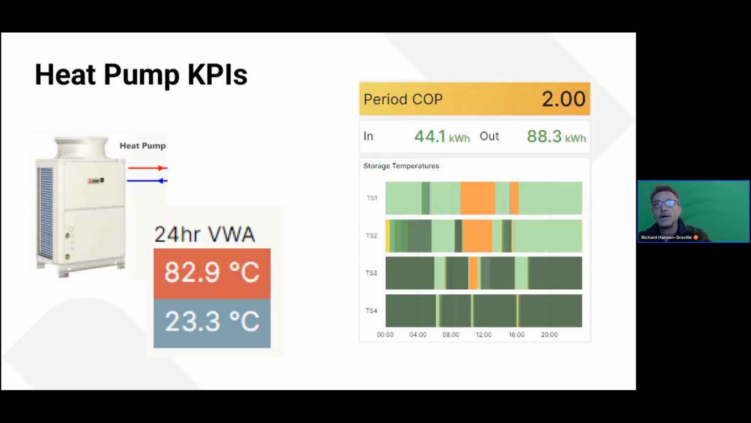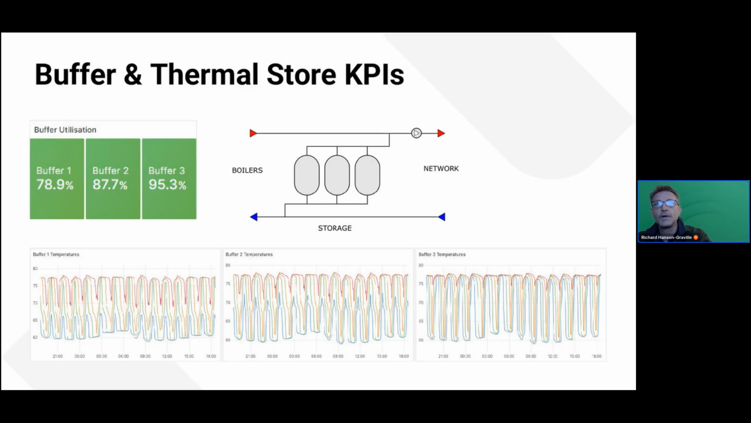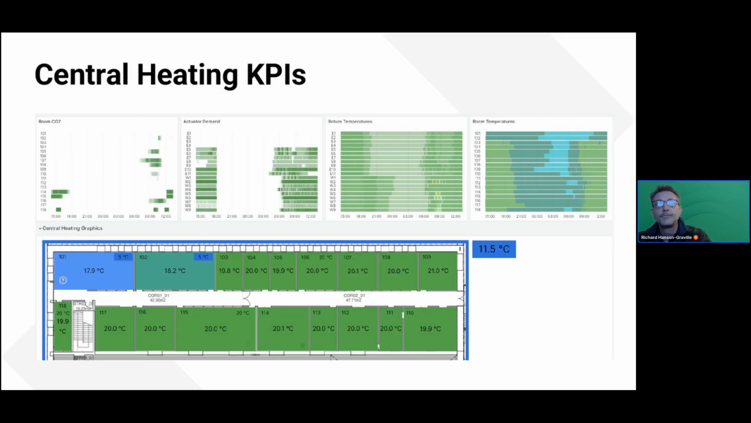Heat pump KPIs. This is an R&D project we were doing. I think it's the world's first CO2 heat pump heat network that was turned on 2 years ago, which is achieving some remarkable delta T temperatures, or temperature difference, on this network. But it was the visibility basically through the BMS that controls it all that enabled this to get to where it was. Buffer store KPIs, loading, discharging of buffer stores. You need eyes on that sort of stuff.